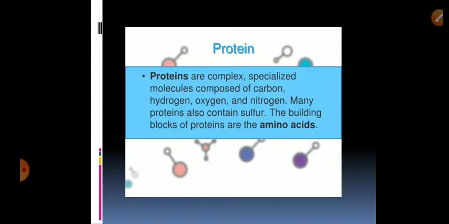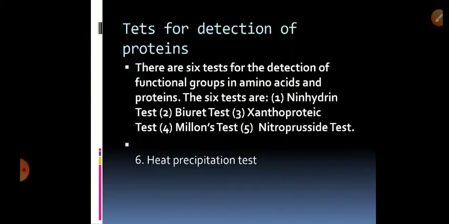What are proteins? They are complex specialized molecules made up of carbon, hydrogen, oxygen and nitrogen. Many proteins also contain sulfur, and amino acids are the building blocks of proteins. So let us now directly discuss the tests that are used for detection of proteins.